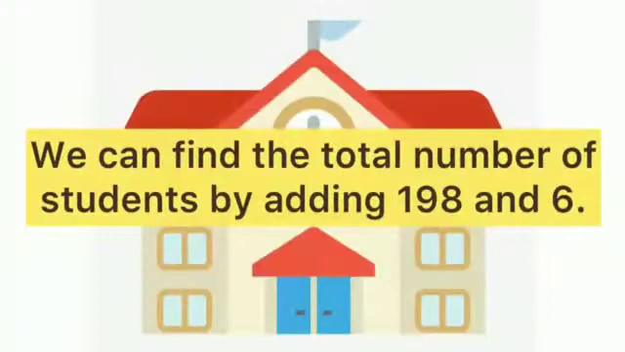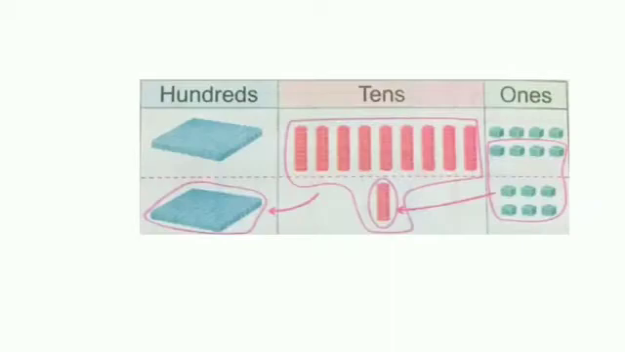Students, we can find the total number of students by adding 198 and 6. Here, as you can see, the number of blocks at ones, tens and hundreds place. Students, first we have 198. In 198, 8 at ones place. So, we will show here at ones place 8 blocks, and 9 at tens place. So, we will show here 9 sets of tens blocks, and 1 is at hundreds place. So, we will show here at hundreds place 1 set of hundreds blocks.